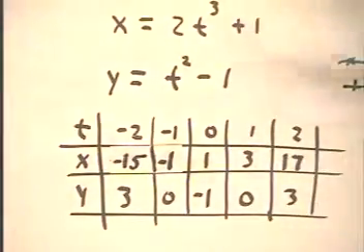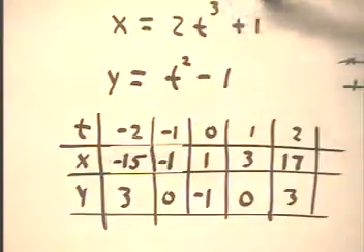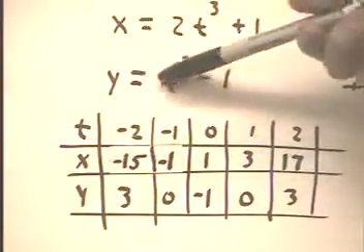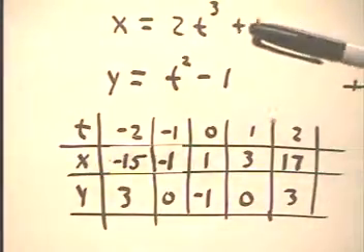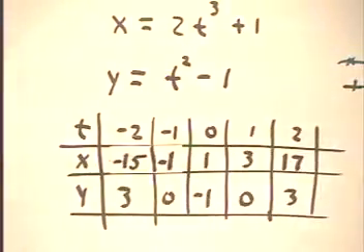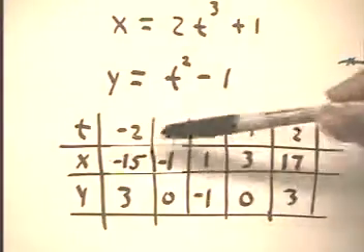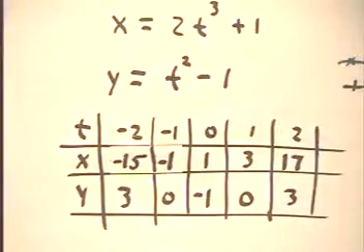We look now at the parametric equations x equals 2t cubed plus 1, y equals t squared minus 1. What we would like to do is to sketch a graph of these parametric equations. To start with, we're just going to make a table, and we're going to let t take values from minus 2 to 2 with a step of 1.